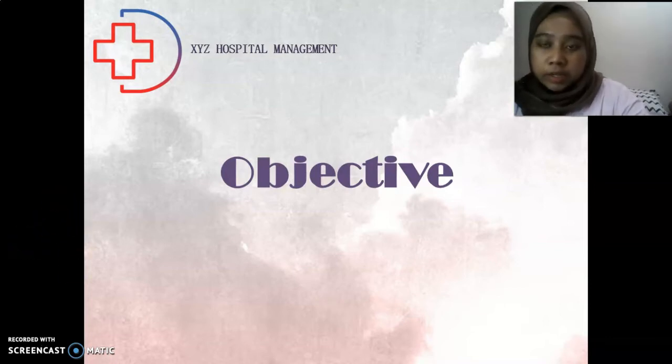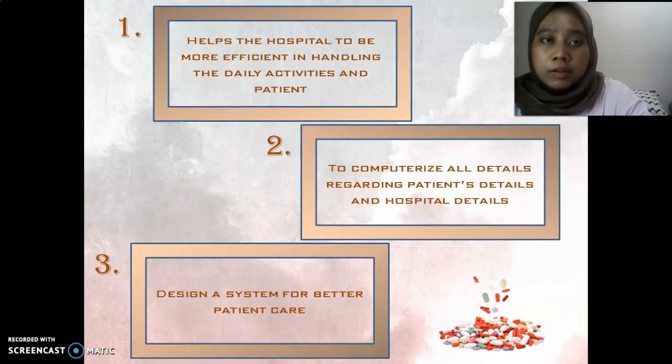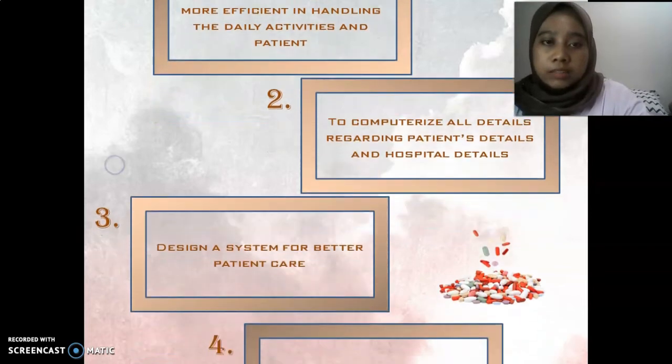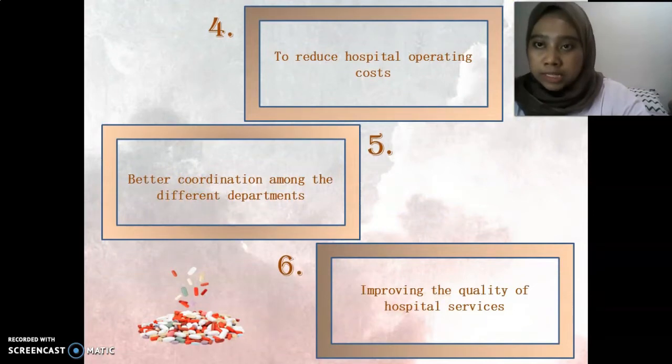Okay, the objectives of this hospital management system are, first, to help the hospital to be more efficient in handling the daily activities and patients. The second one is to computerize all the details regarding patient details and hospital details. The third one is to design a system for better patient care. Next is to reduce hospital operating costs.